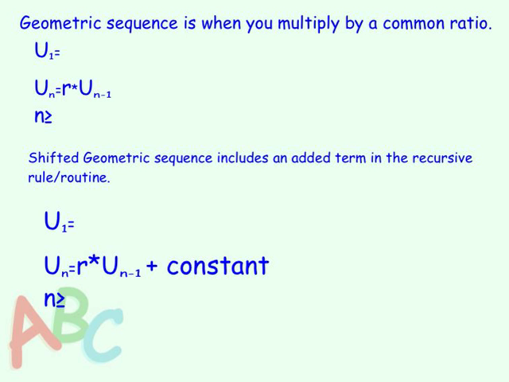The difference between a geometric sequence and a shifted geometric sequence is that a shifted geometric sequence includes an added term in the recursive rule or routine itself. Again, you're still going to need a starting value, which is usually represented by u sub 1 or u sub 0. And you're going to have u sub n equal to some common ratio times the previous term plus a constant term. What we did today during class are all shifted geometric sequences. And let me explain a little bit further on why that is.